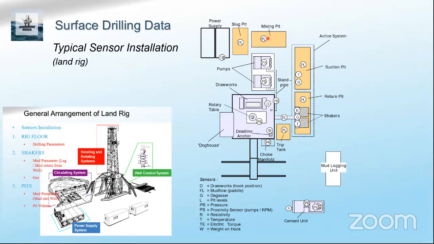This is a layout of a rig. Here is the generator. This is the rig floor. These are the pumps. The mud system has sensors in the different pits, which depends on the contract, but in most cases there will be sensors to monitor the pit level.